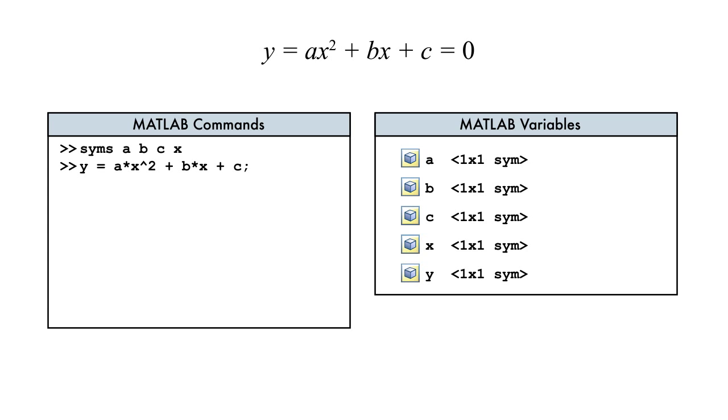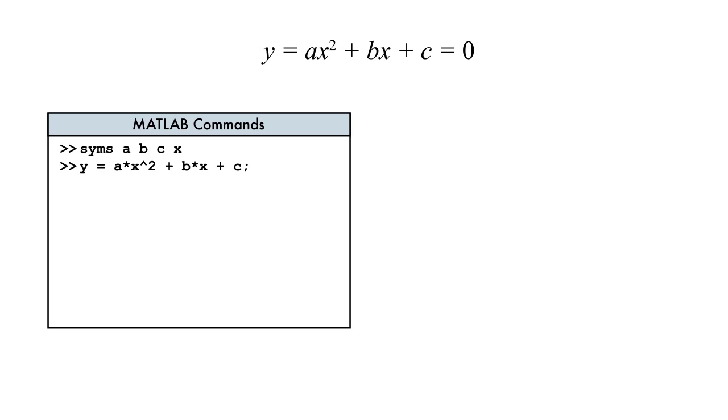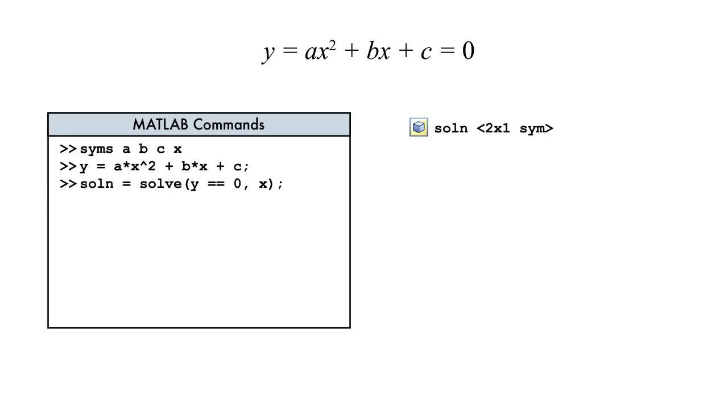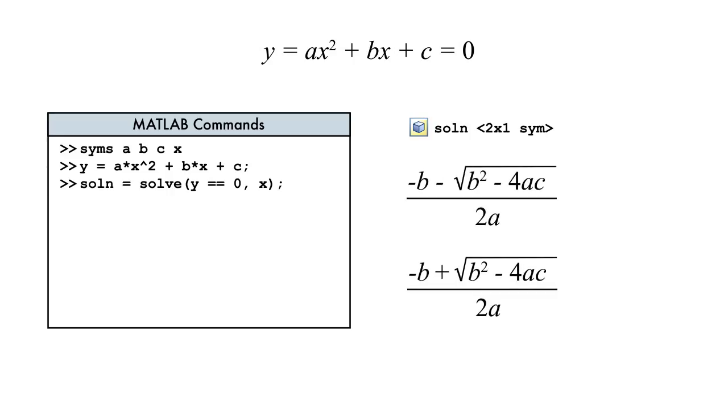Like here, we enter the generic quadratic equation and assign the expression to the variable y. Notice that y automatically becomes a symbolic variable even though we didn't declare it as one. Now, to find the symbolic solution, we use the solve function while setting y equal to 0 and specifying x as the variable to solve for. And bingo! The solve function returns a variable with the two solutions that match the quadratic formula.